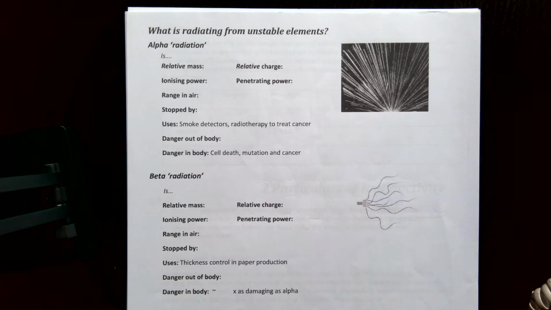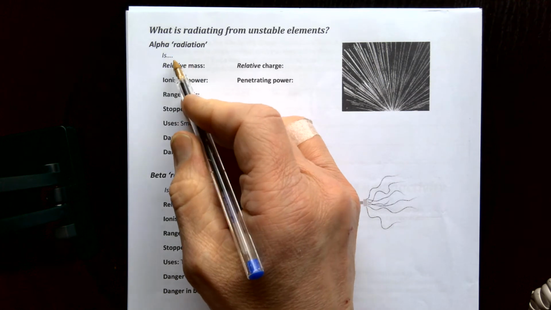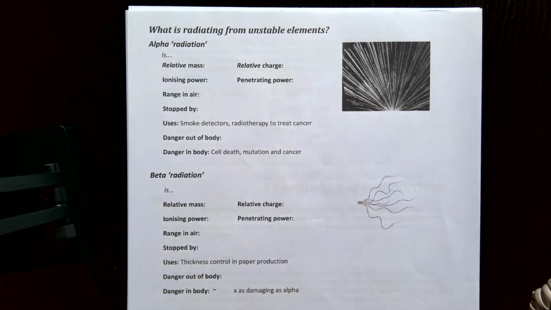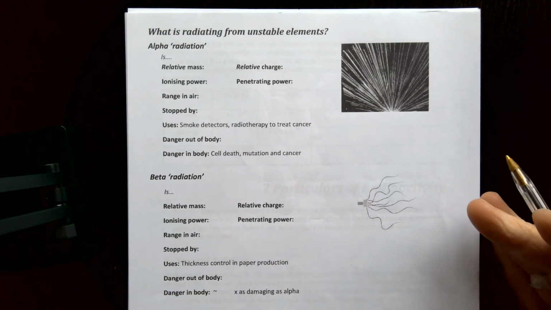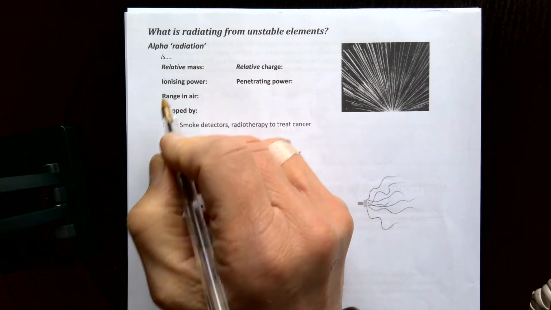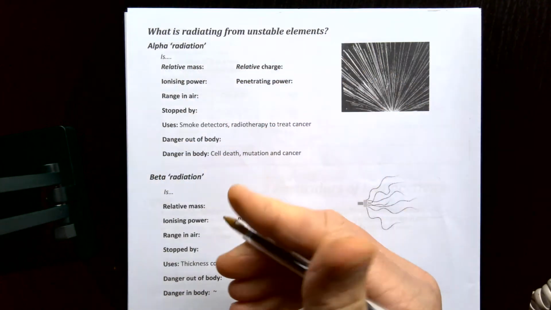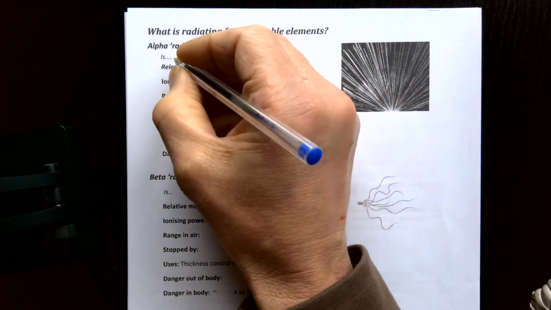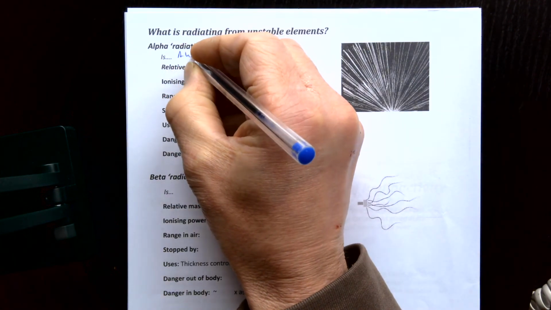Firstly, just be a little bit wary when you're asked this question, because that usually traps people out. They'll say, it is highly ionising, or damaging, or low penetrating. Well, what they're asking you is what it's made of. So just be careful when they say, what is alpha radiation, for example. So what is it? It's a helium nucleus.